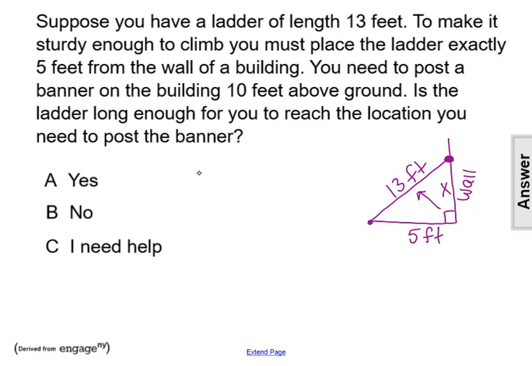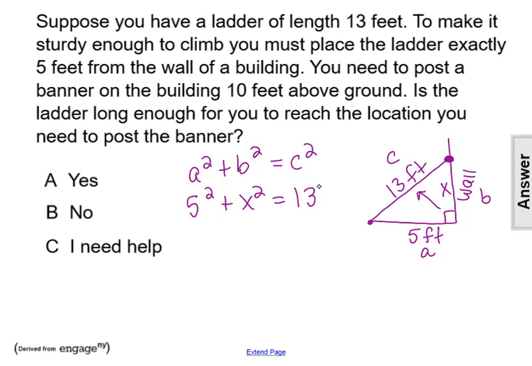So we'll start out with the Pythagorean theorem, a squared plus b squared equals c squared. And we know that a is 5, one of the legs, and b is that variable x, the other leg, and c is the hypotenuse of 13. So if we substitute in our known values, we now have 5 squared plus x squared equals 13 squared. Squaring our numbers, we know 5 squared is 25, so 25 plus x squared equals 169.